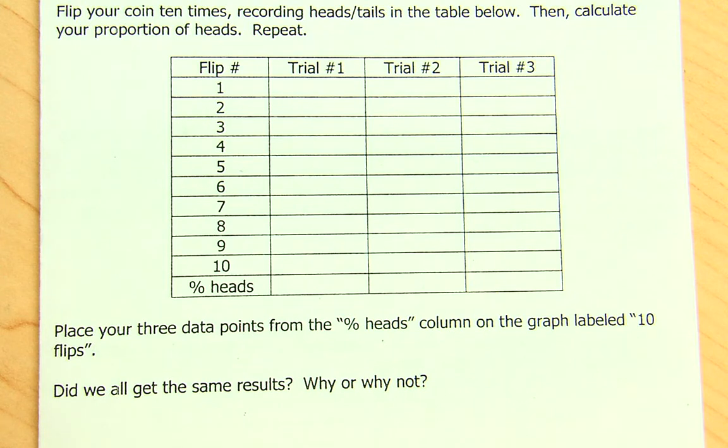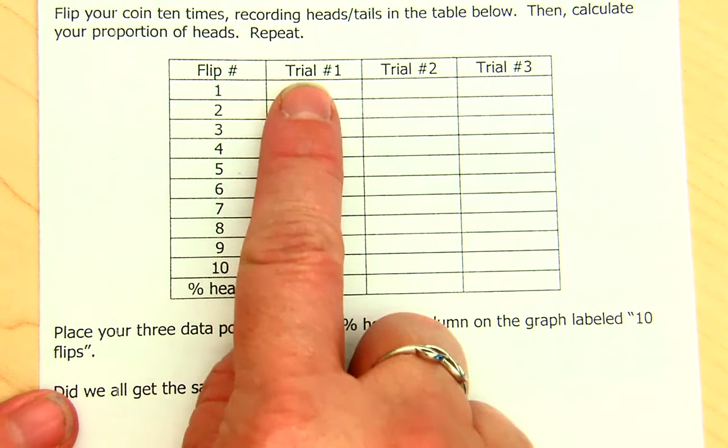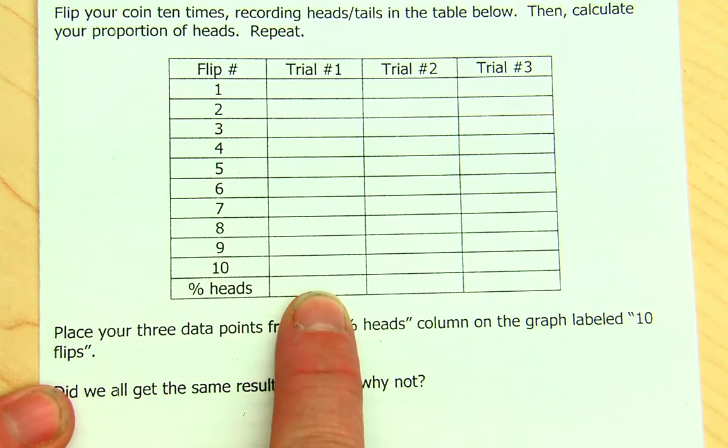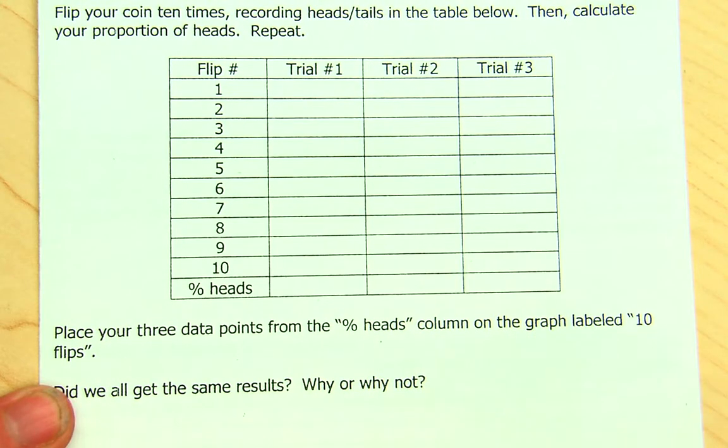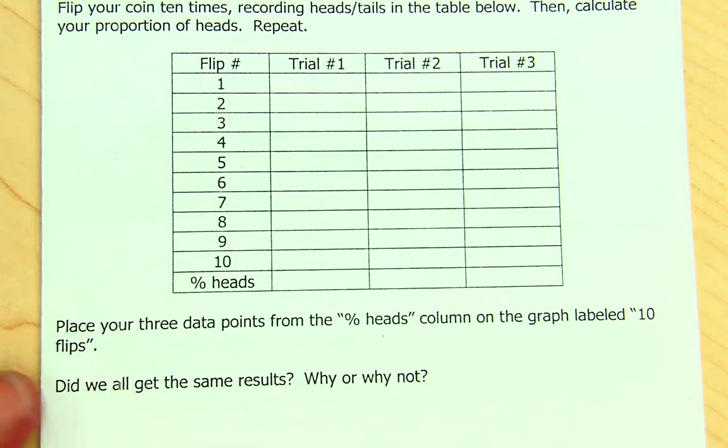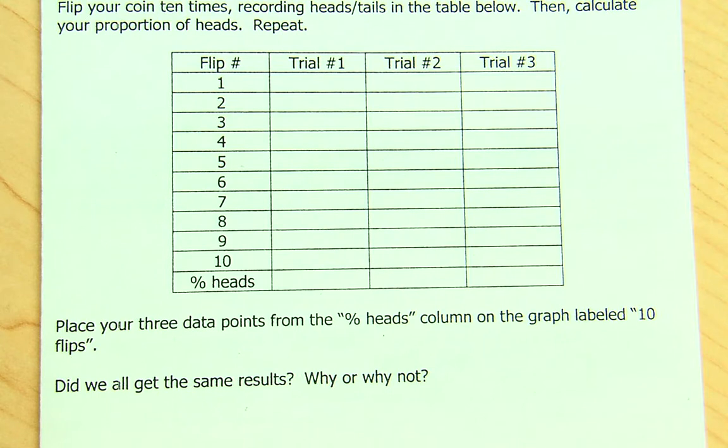So what I need you to do, now listen, each person at your table, do not do this as a group. Each person at your table needs to flip a coin 10 times and calculate the proportion of heads. Then do that again for 3 trials. So each person will do 3 trials for themselves, and then I'll tell you what to do with that data once you're done with it.